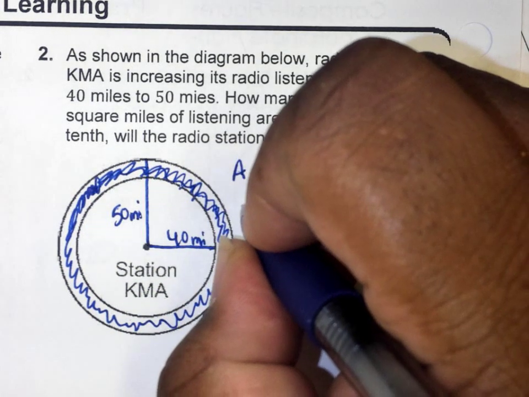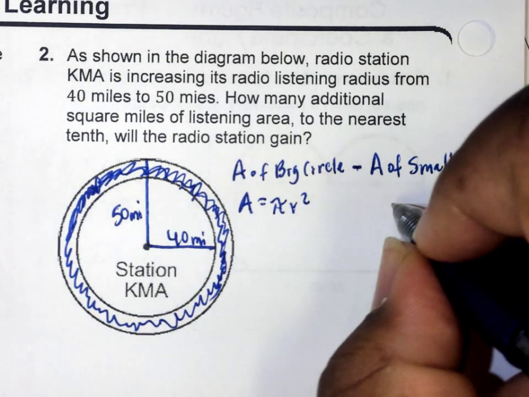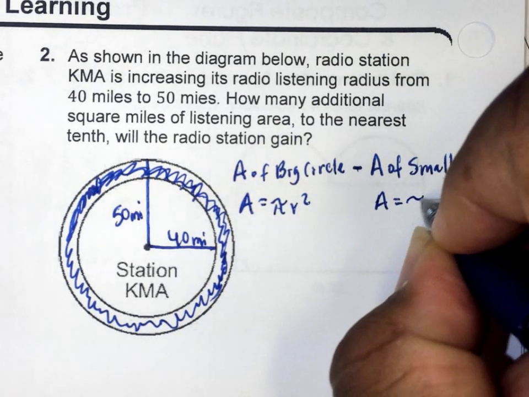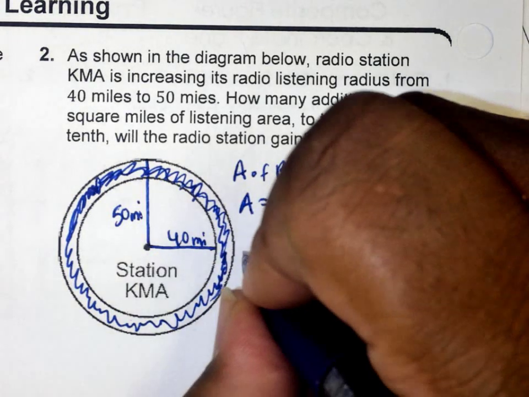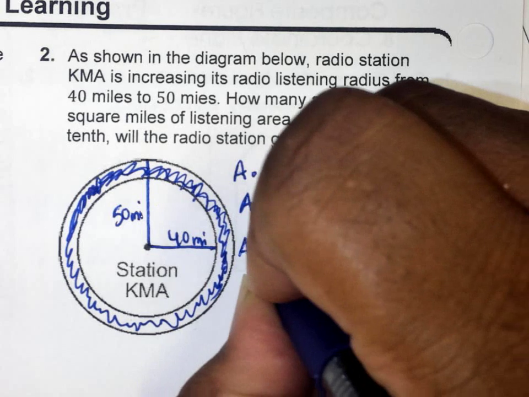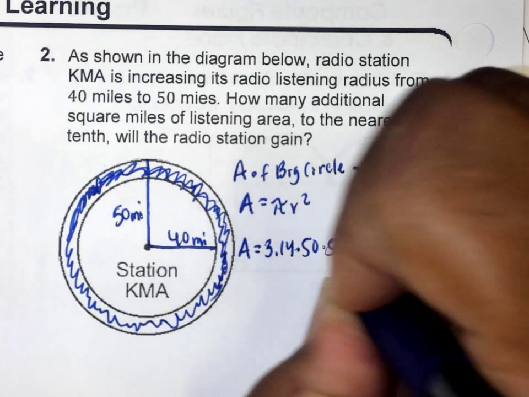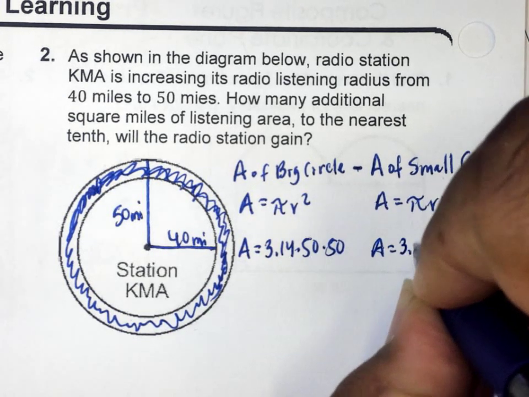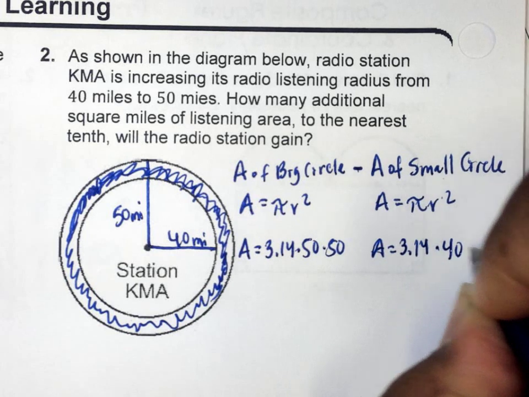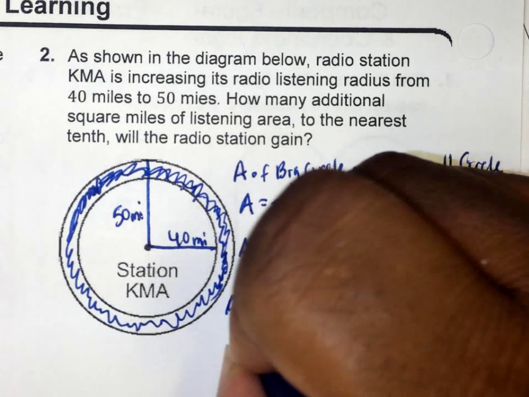So I'm doing area of a circle twice. Area equals pi r squared. And then I'm going to do area equals pi r squared again. Might as well write the formula down twice. For the big circle, area equals 3.14 times 50 times 50. For the smaller circle, area equals 3.14 times 40 times 40. And then you need those two numbers.